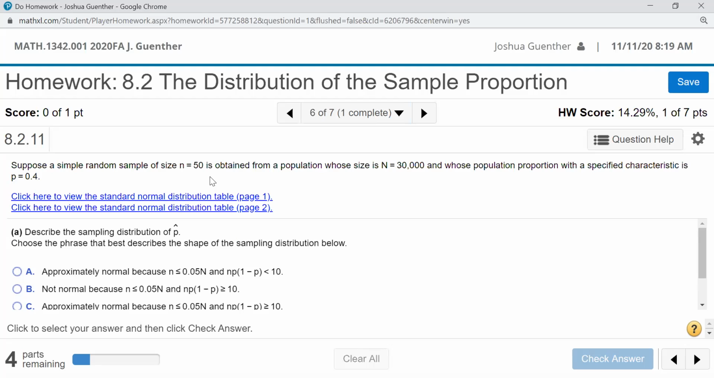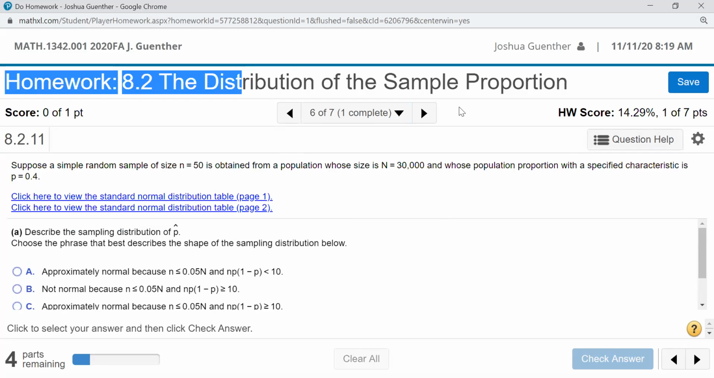And whose population proportion with a specified characteristic is 0.4. So P, not P hat, P itself is 0.4. Again, for this section that's got to be supplied to you. In reality, what we're doing is trying to do inference on that, so in practice it's not actually going to be supplied to you. We'll talk about how we deal with that later.